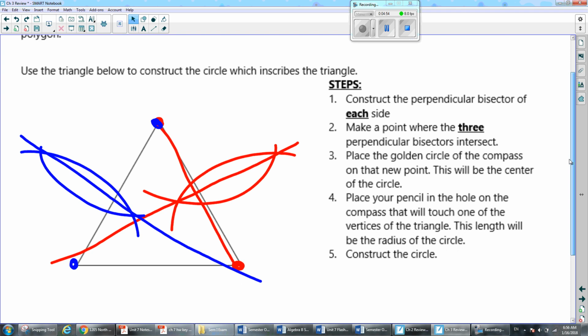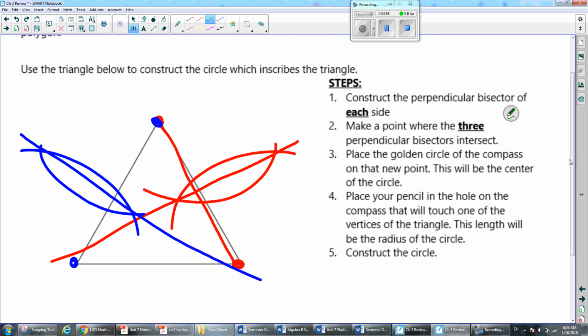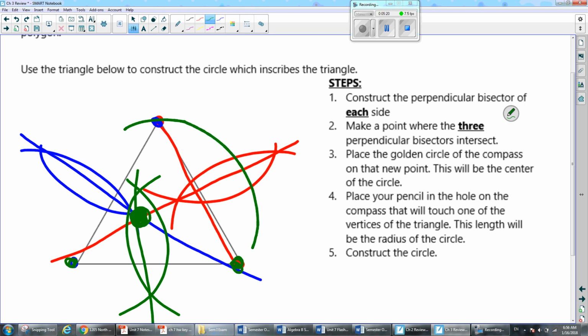And I need to do that for my third side also. So I'd put my golden circle here, make an arc that crosses in more than 2 spots. Golden circle here. Okay, so where they cross, this is the center of the triangle. Hopefully yours is actually more in the middle. Mine's not perfect. So now you're going to place your golden circle here in the center of the triangle. Make an arc so that it touches one of those angles. And if you did this correctly, it should go through all the points of the triangle.